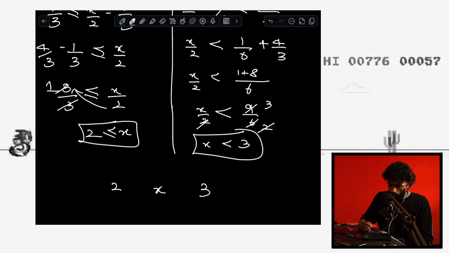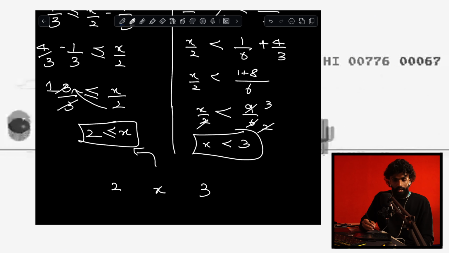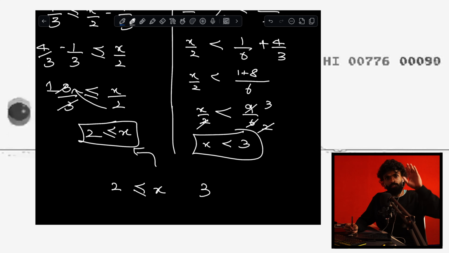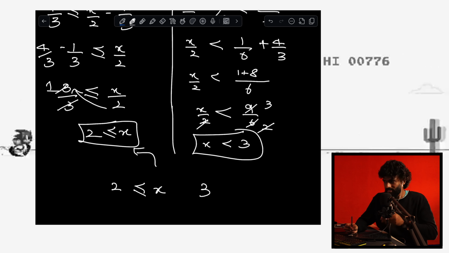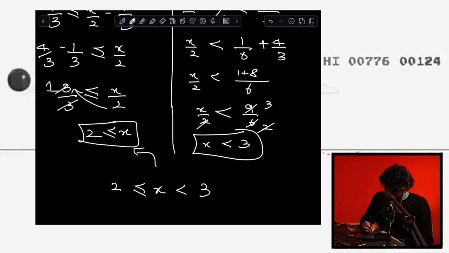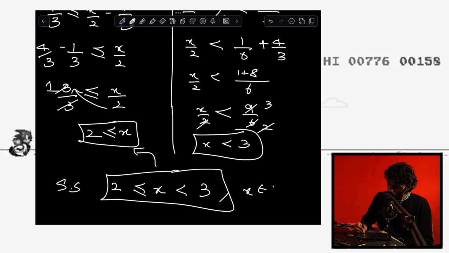Between x and 2, I take use of the first box. There's a symbol where the mouth opens towards the x. That common sense, like you learned in 6th or 7th standard, the same sense will be applied here. Similarly, the opening is towards the 3 here, and this is my final answer. In simple language, this is my solution set. I'm supposed to put a comma. I'll write x belongs to real numbers.